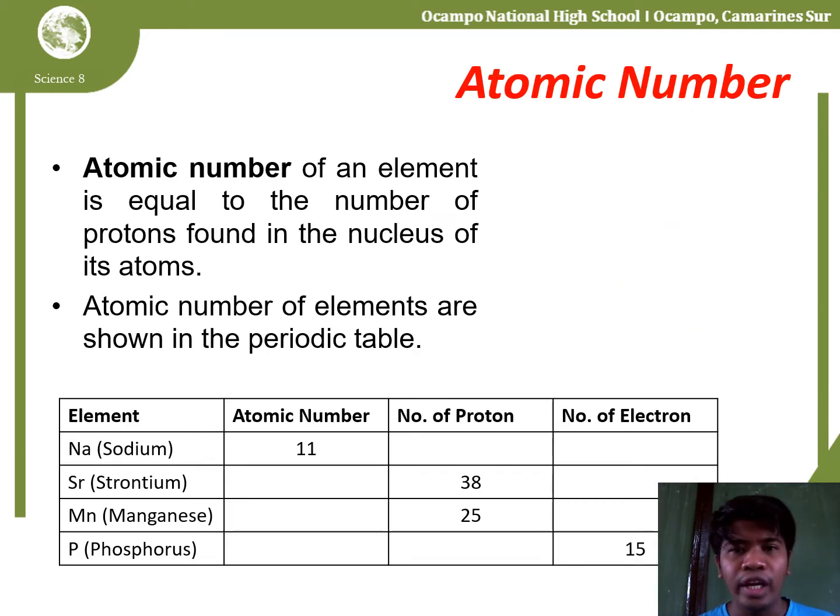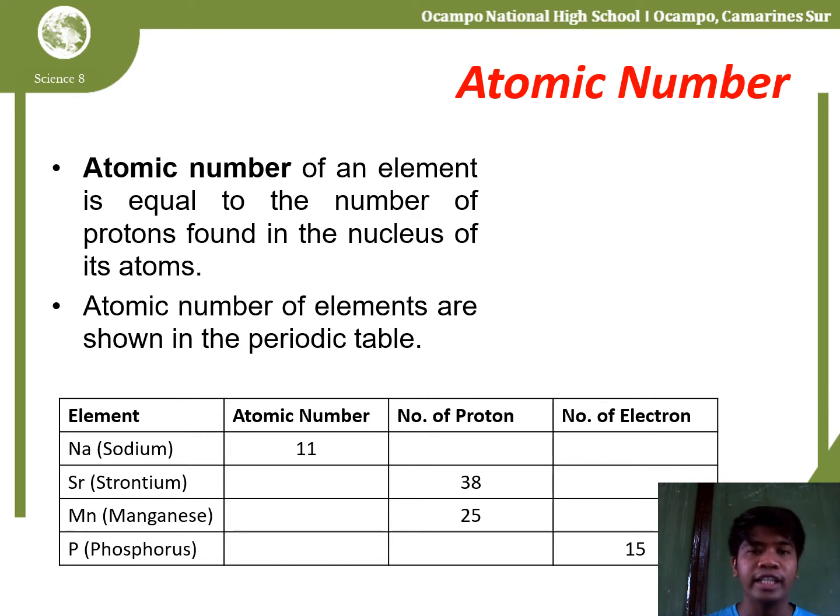Okay. Now, let us move on to the atomic number and the atomic mass. Atomic number and atomic mass, class, are two of the properties that an atom of each element has. Ito yung isa sa mga, kumbaga sa tao, ito yung two of the defining characteristics na meron ng isang atom. Okay? Unahin natin yung atomic number. When we say atomic number, it is equal to the number of proton found in a nucleus of each atom.